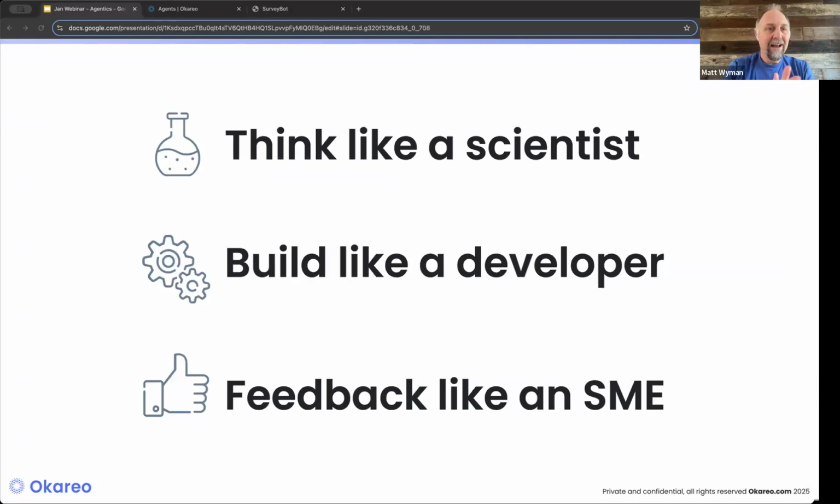So at the end of the day, I like to think of this in three ways. If you're building an agent network, you really need to think like a scientist and break that network down into a series of hypotheses and experiments and see how each one behaves. You need to build like a developer and isolate the units, isolate the components, isolate the sub agents so you can see how they're behaving in isolation before you get lost in the network as they're all communicating with one another. And then last but not least, you need to figure out whether the system is actually working.